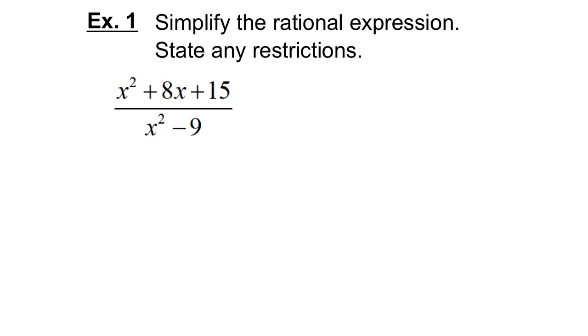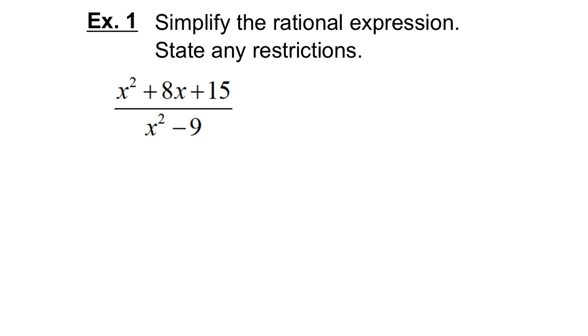Now this is the first of many examples in this lesson, and the common theme is that we must simplify the rational expression first before we can state any restrictions. And in order to simplify, we have to factor. Factor the numerator and factor the denominator, and that helps us to see restrictions easier.